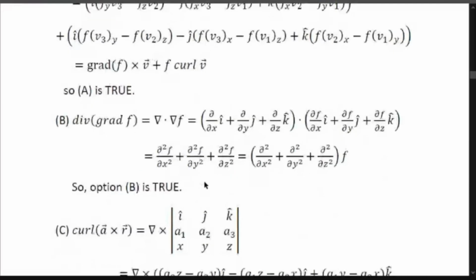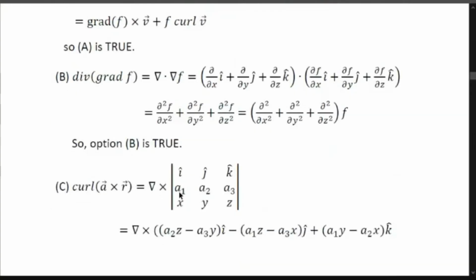Next, what was option B? Option B was divergence of gradient of f is del square f. Divergence of gradient of f is del dot del f, which is del dot (dou f by dou x i plus dou f by dou y j plus dou f by dou z k), which is dou square f by dou x square plus dou square f by dou y square plus dou square f by dou z square, which is del square f. So option B is also a correct statement.